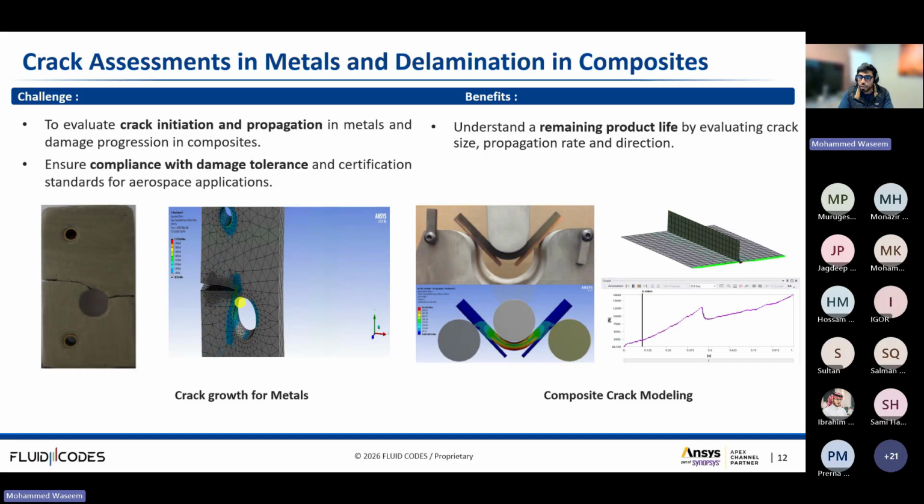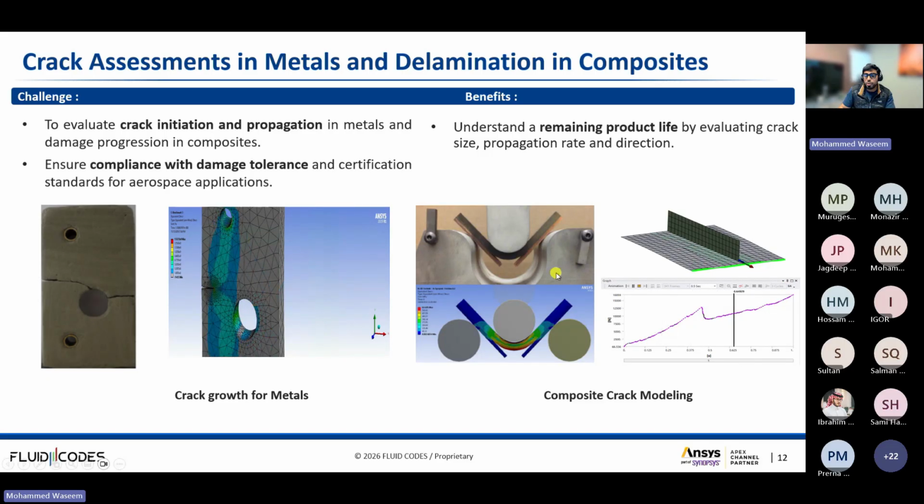So how do we ensure this? In ANSYS, we perform two simulations. One is for metals, another is for composites. When we go with metals, we start by introducing an initial crack. We identify the crack location and size, and then we run a fracture simulation or even a fatigue crack growth setup, apply cyclic loads, and understand how the crack is going to grow for a given number of load cases.